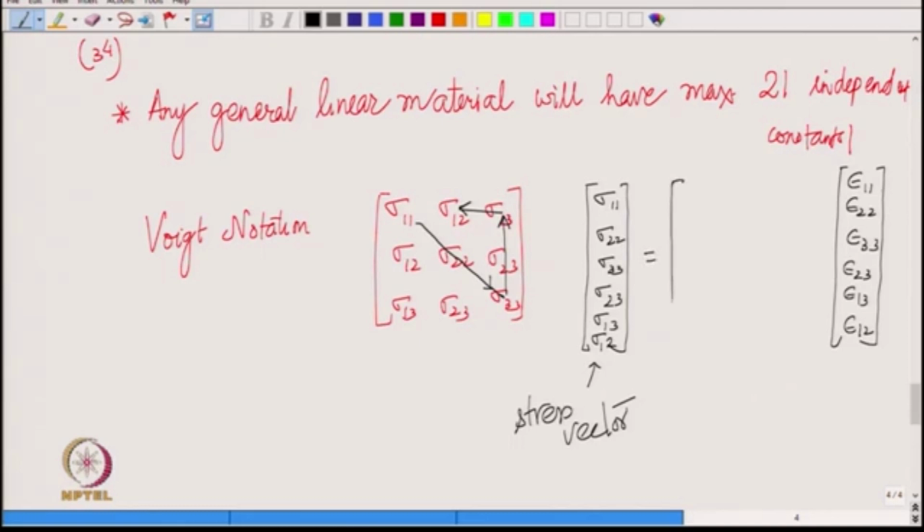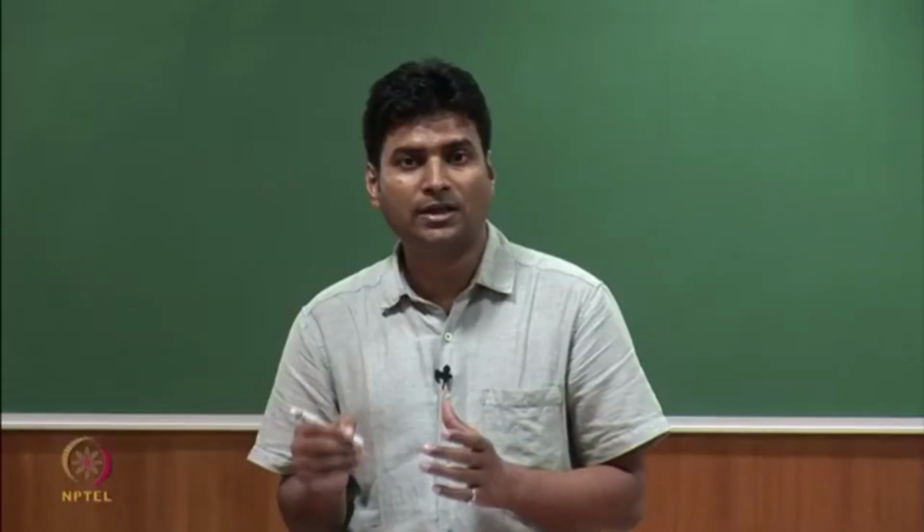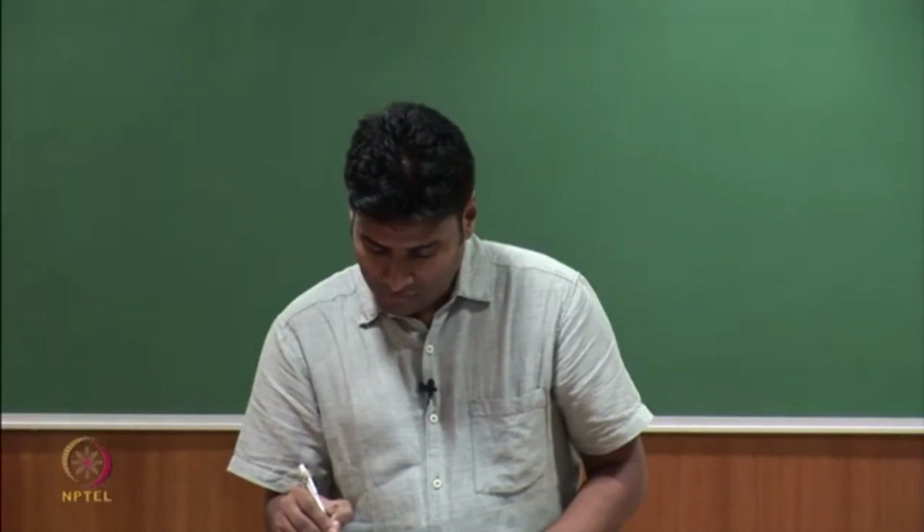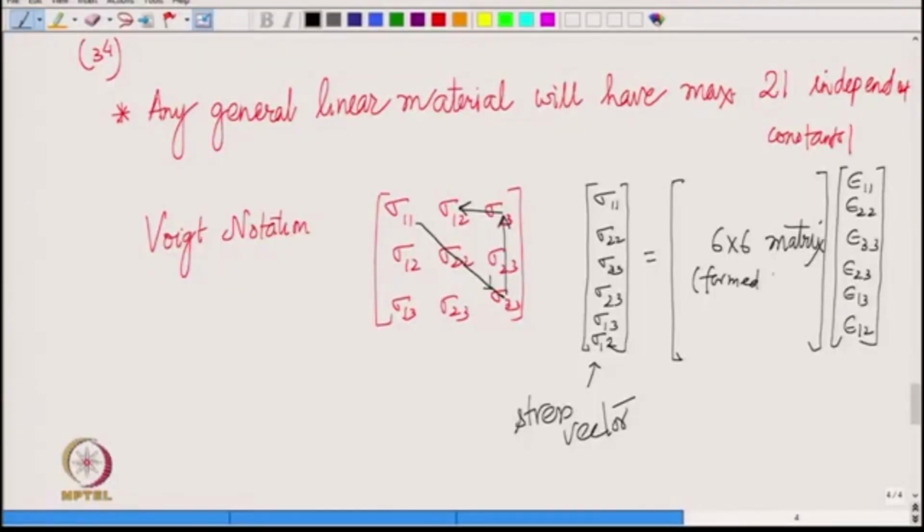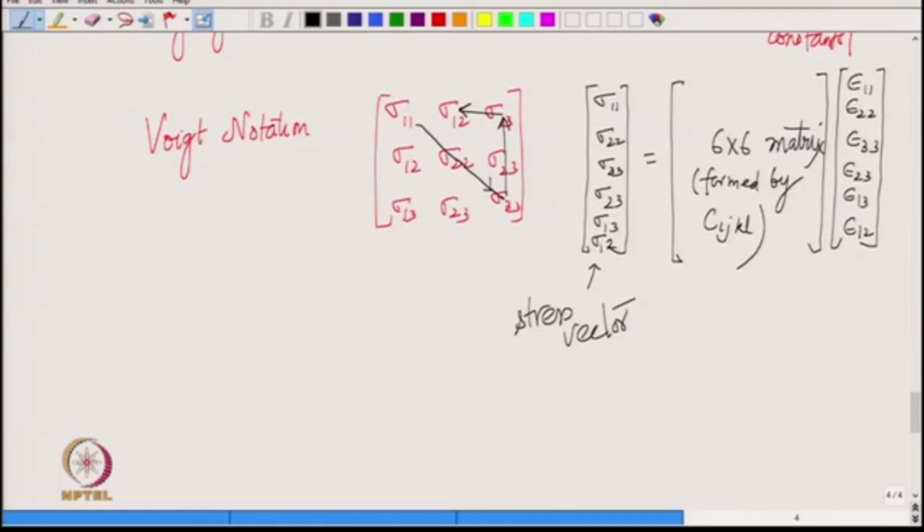and that is here. Okay. This is that 6 by 6 matrix, which is actually formed by the components of C_ijkl. We call this stiffness matrix. Okay. So, this is called stiffness matrix, 6 by 6 matrix.